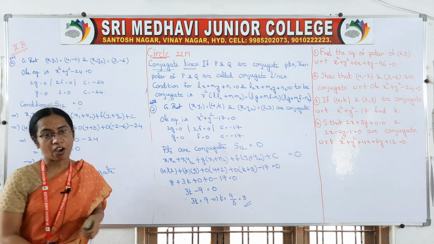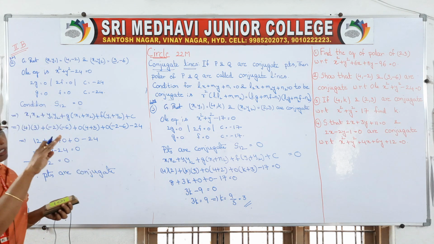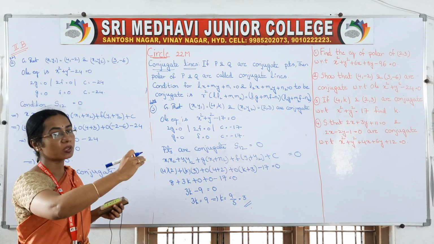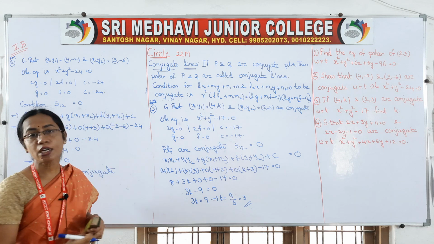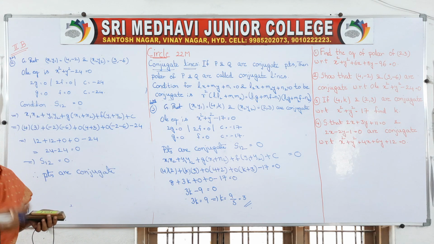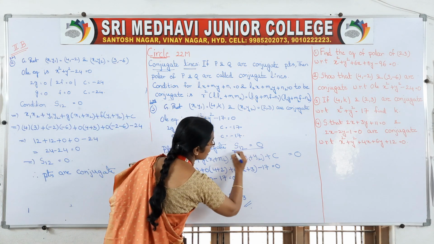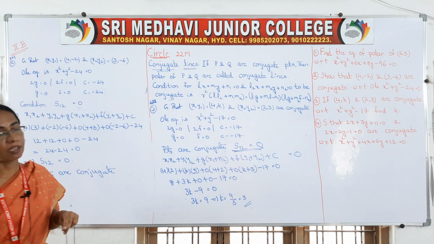That is the answer. So very simple. What is the difference between your second and third means? In the second we have to get the S12 value as 0. Then those 2 points are conjugate. In the third question they are already conjugate. So we can take this condition directly, right? With that you will get your k value.